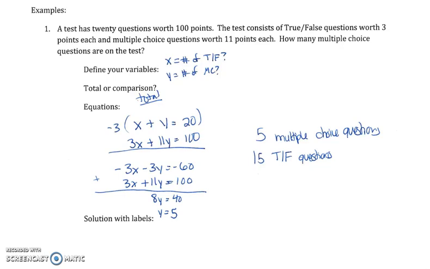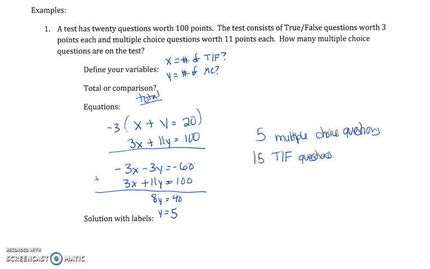100 points. Go into your story problem. How much are true and false questions worth? How much are multiple choice questions worth? Those are going to become your coefficients. So true and false questions are worth 3 points each. Whenever you see that "each" in there, that often means multiplication. So 3x. Multiple choice questions are worth 11 points each. So 11y. So 3x plus 11y equals 100.